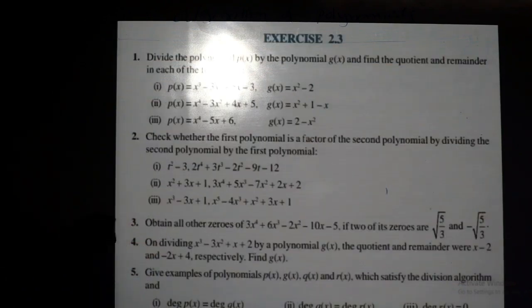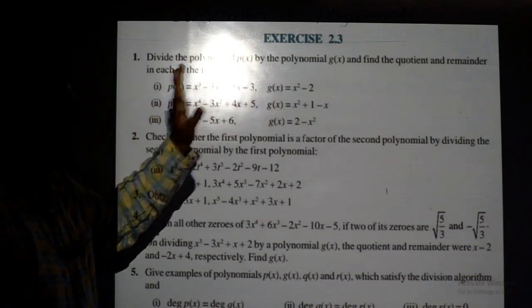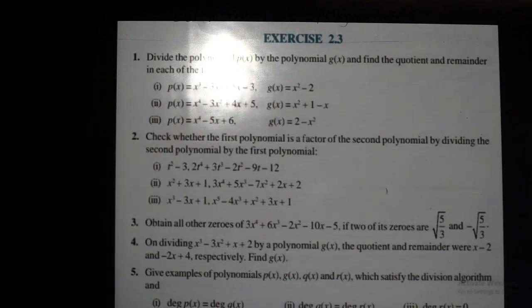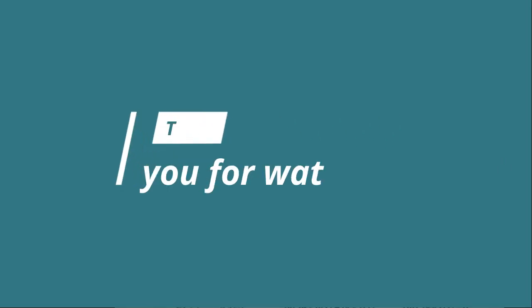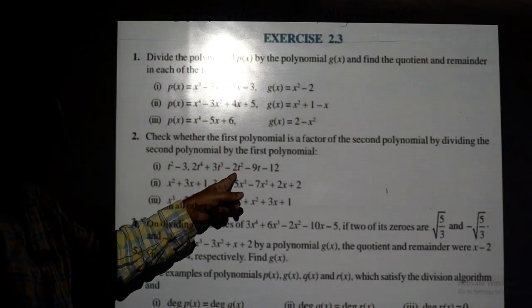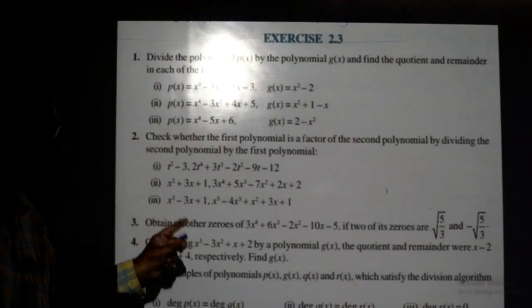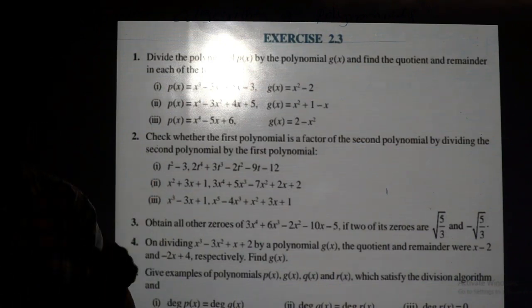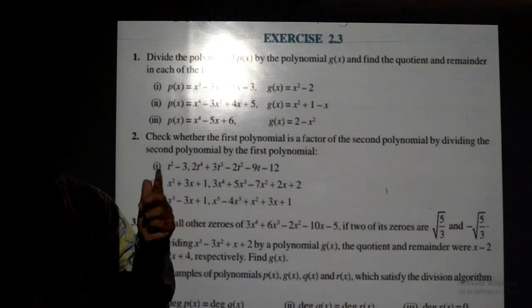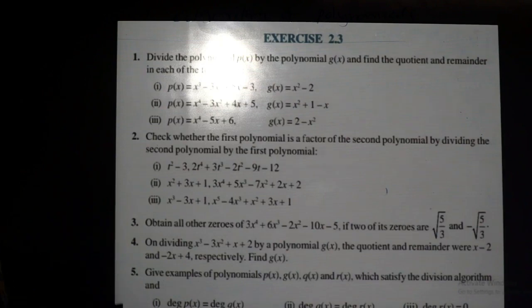We go for the next. It is exercise 2.3. Divide the polynomial, this by this. You have to perform long division, okay? And finally you have to write the answer using the division algorithm for polynomials. Here you have to check whether this polynomial is a factor of these or not. For being a factor, your remainder must be 0. If the remainder is 0, it is a factor. If the remainder is not 0, it is not a factor.